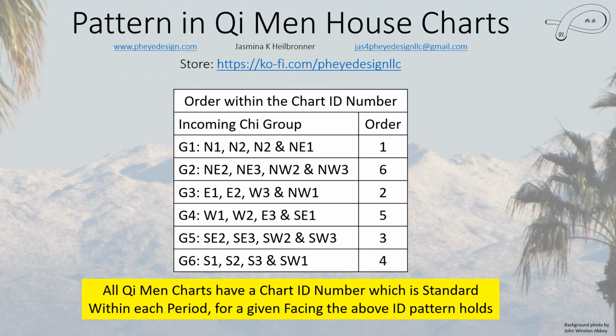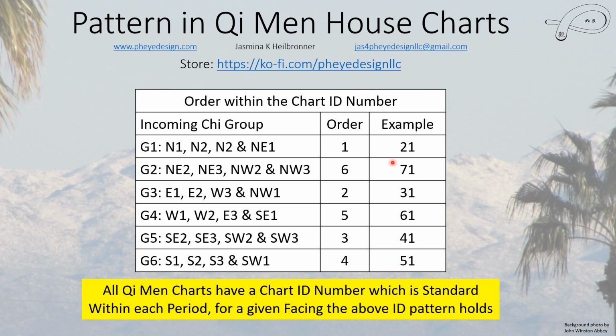That's reassuring. And so, for example, and these are fake numbers, I just picked random numbers. We don't care what this facing is, but it's a fixed facing and a fixed period. If group 1 has a chart ID of 21, this one will be 31, this one will be 41, 51, 61, 71. So they are off by 10. It is very, very consistent.